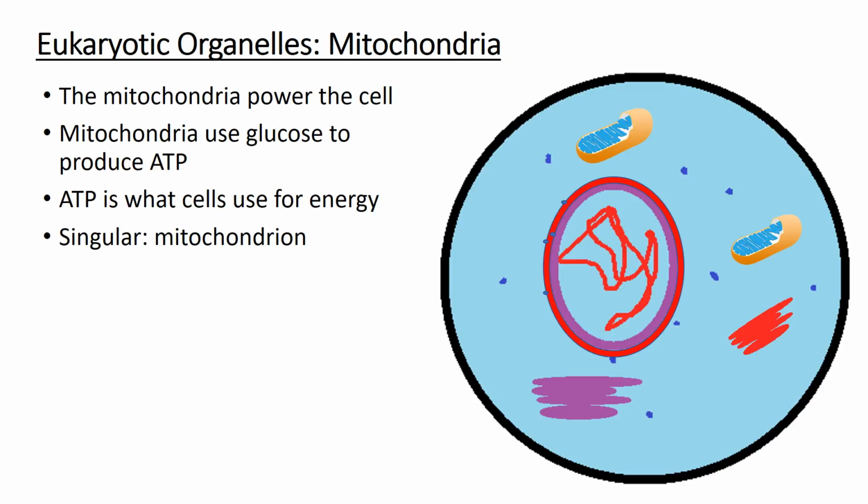Another organelle found in eukaryotic cells is mitochondria. And mitochondria power the cell. Mitochondria use glucose to produce ATP, and ATP is what cells use for energy. And if you're going to talk about only one of them, you'd say mitochondrion. So the singular version is mitochondrion. If you're talking about many, you'd say mitochondria.